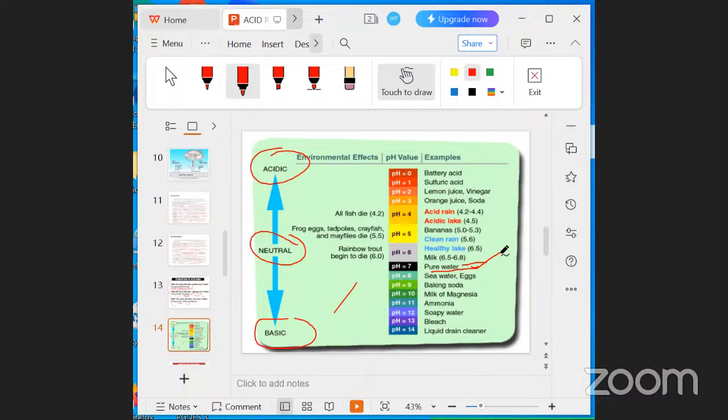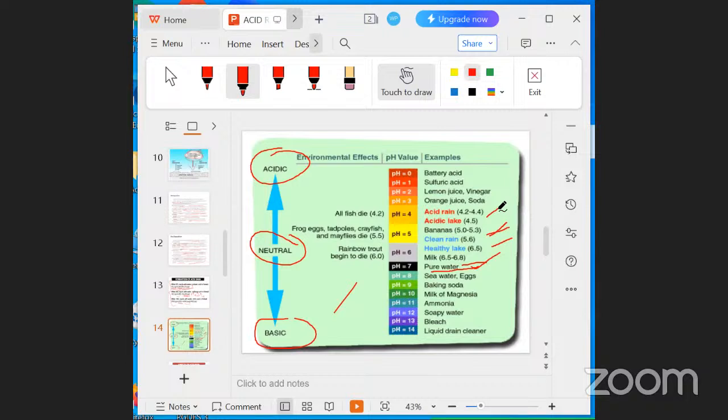The normal, clean rain has a pH value between 5.0 and 5.6, you see here in the blue color, which is slightly acidic. And then we call it acid rain.